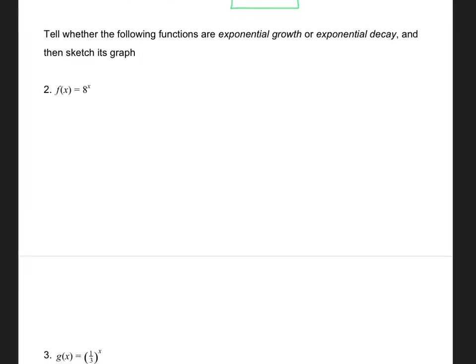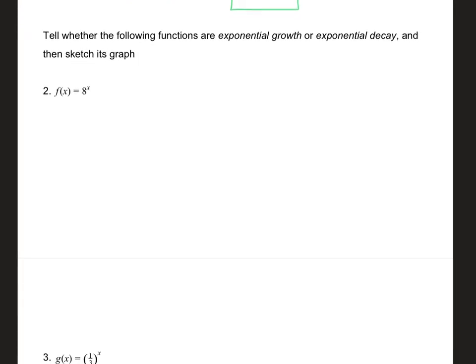Down here, okay, this is where that exponential growth, exponential decay stuff comes in handy, all right? So definitely have those definitions handy. Tell whether or not the following function is exponential growth or exponential decay, and then sketch its graph. And the sketch is going to be really quick. Hopefully you guys remember the stuff I taught you about the parent function last week, because that's going to really come into play here. Okay, so our base is 8, which last time I checked, 8 is greater than 1. So we have here exponential growth.